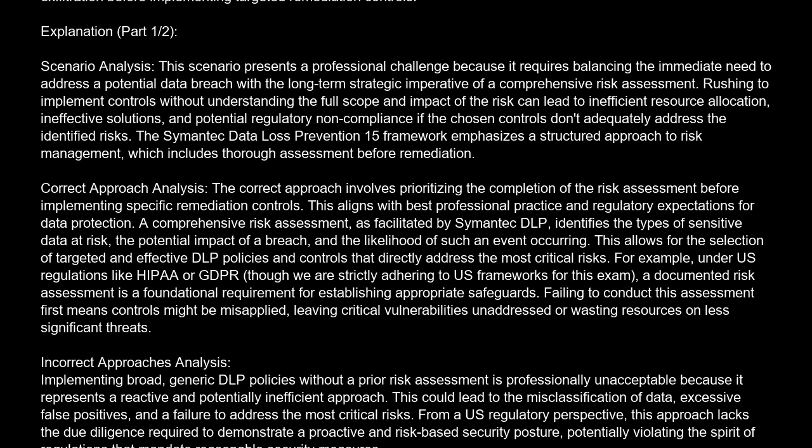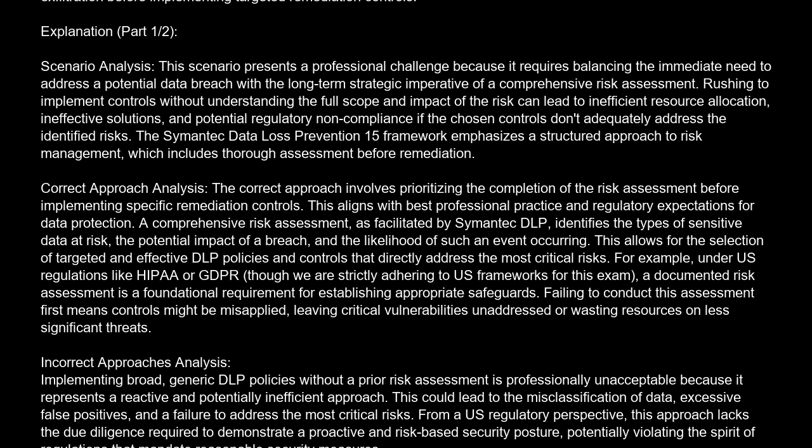Rushing to implement controls without understanding the full scope and impact of the risk can lead to inefficient resource allocation, ineffective solutions, and potential regulatory noncompliance if the chosen controls don't adequately address the identified risks. The Symantec Data Loss Prevention 15 framework emphasizes a structured approach to risk management, which includes thorough assessment before remediation.